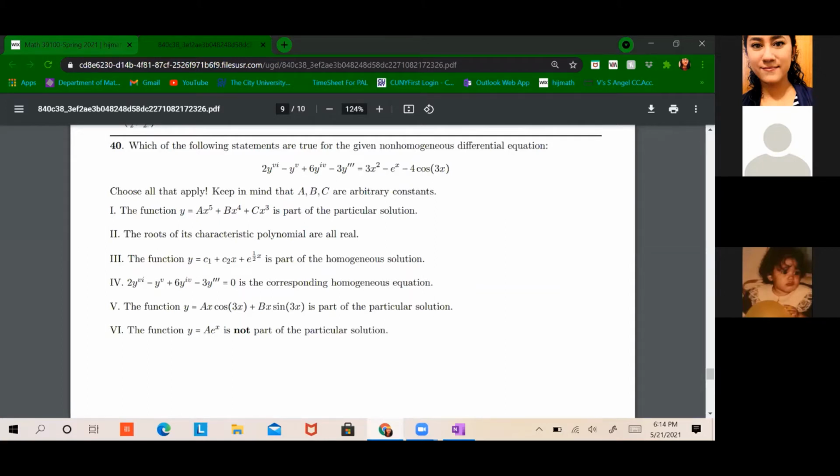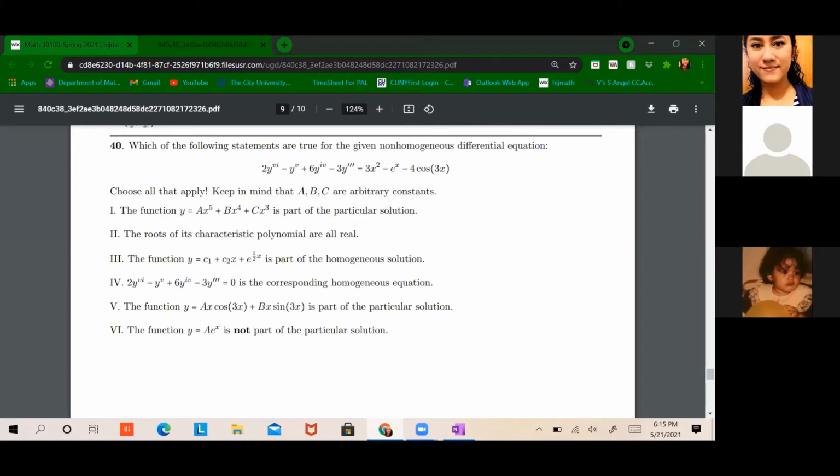So first option: the function y equals something is part of the particular solution. Well, before we can decide if that's part of the particular solution, we have to solve the homogeneous first, and then we figure out the particular form based on the g of x we have here, right? Oh yeah, I solved it, and this one is true, and so is 3. 2, 5, and 6 are wrong. I'm just not sure about 4. Is statement 4 true?